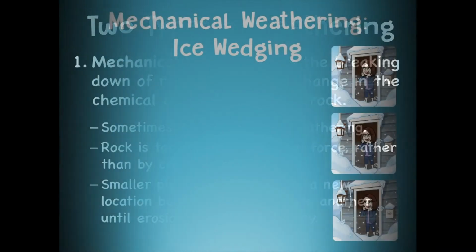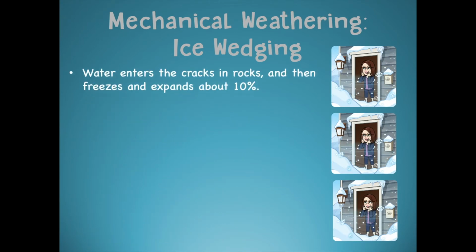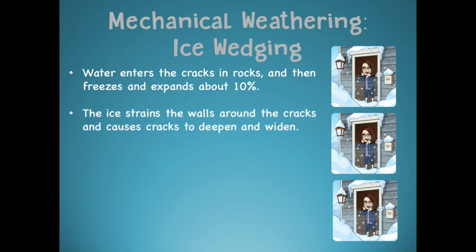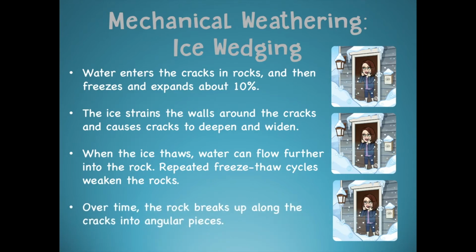The first form of mechanical weathering we're going to talk about is ice wedging. Water enters the cracks in rocks and then freezes and expands about 10%. The ice strains the walls around the cracks and causes cracks to deepen and widen. When the ice thaws, water can flow further into the rock. Then we repeat the cycle. Freeze, thaw, freeze, thaw, freeze, thaw. Over time, the rock breaks up along the cracks into angular pieces.